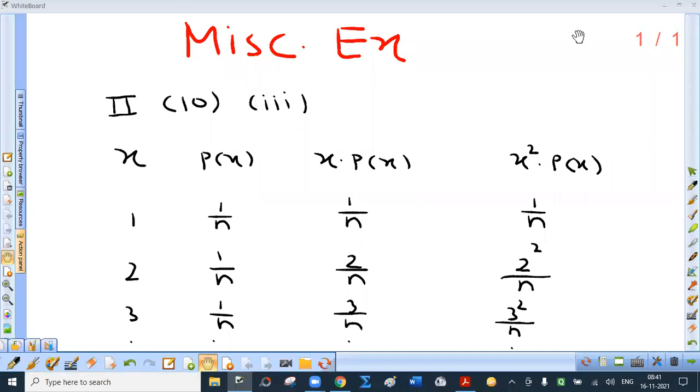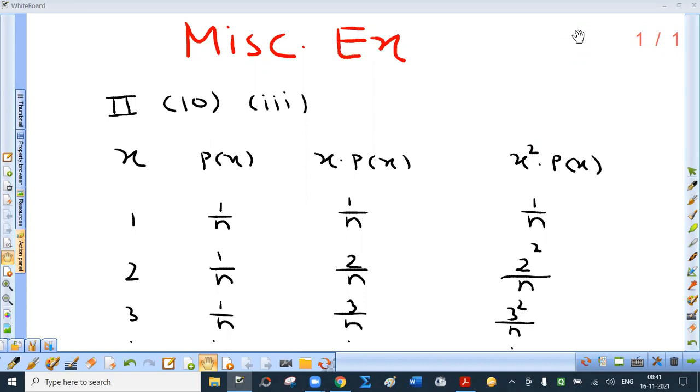Now, miscellaneous exercise, second part, 10th sum. Find the expected value, variance, and standard deviation of the random variable whose probability mass functions are given below. We'll be doing third part only. What are the values of x? 1, 2, 3, up to n.